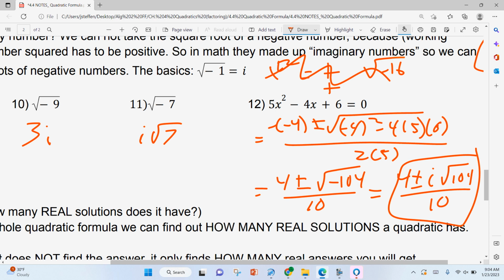This is what that would look like. So we have an i in there, so it's imaginary. We get 2 of them. We have 4 plus imaginary and 4 minus imaginary. So that's the options. We get 2 real, 1 real, or 2 imaginary. With 2 real, 1 real, or 0 real, and that's great. That's really good in Algebra 1. But in Algebra 2, I want you to know that if there aren't any real answers, it means there are 2 imaginary answers.